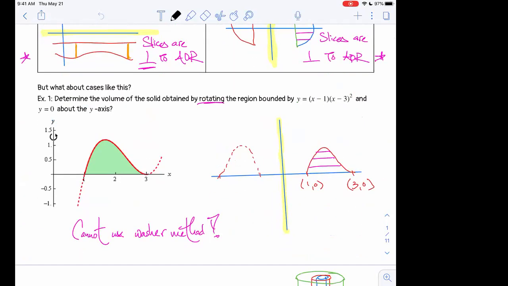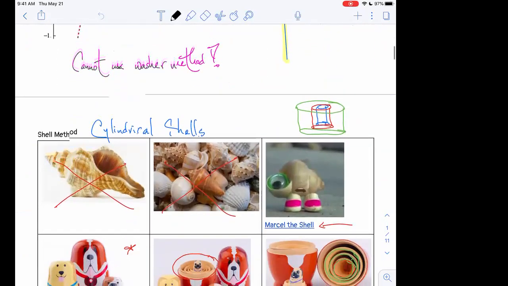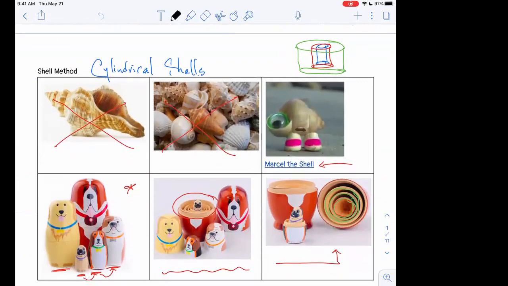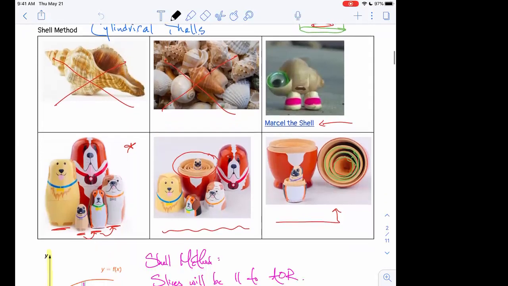And then we took a look at a case where we tried to do that, but we weren't able to use the washer method. And so we introduced this new method called cylindrical shells. And we talked about how we don't mean like a seashell, but we mean more like these Russian nesting dolls, where we have cardboard tubes sort of nested one inside the other, okay? If you haven't checked out that Marcel the Shell video, it might be a good study break.